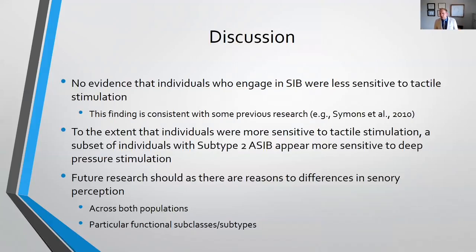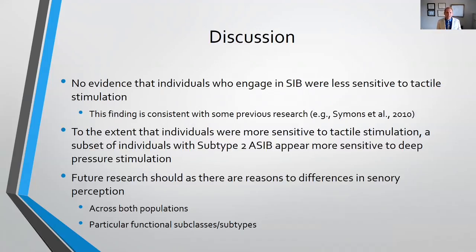So there's no evidence that individuals were less sensitive to tactile stimulation, which replicates the study by Symons et al. And to the extent that individuals were more sensitive, it did look like the subtype 2 individuals, those individuals who were most treatment resistant, who produced the most wounds in other studies, actually appeared more sensitive to the deep pressure stimulation.